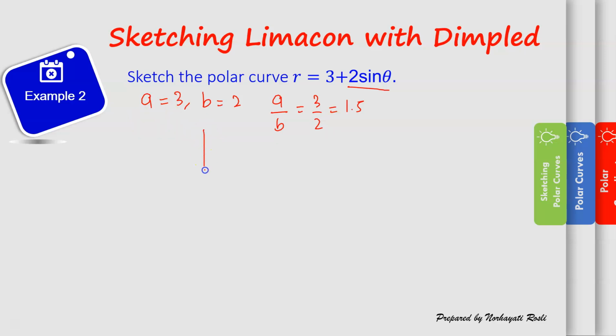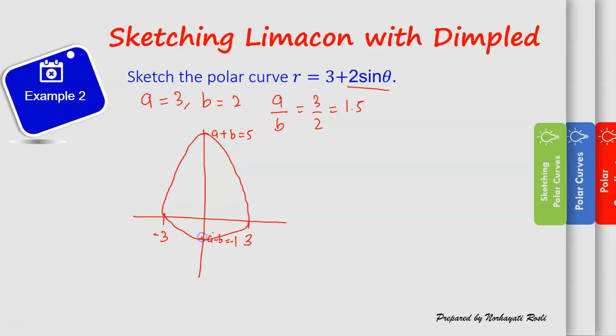In this case, how to plot this? We will have here at this location negative 3. This one is 3. And then our point at this one is A plus B, which is equal to 5. At this dimple is A minus B, which in this case, because this one is negative, is equal to negative 1. So now, when we plot this, we'll get this kind of limaçon, which is with dimple.